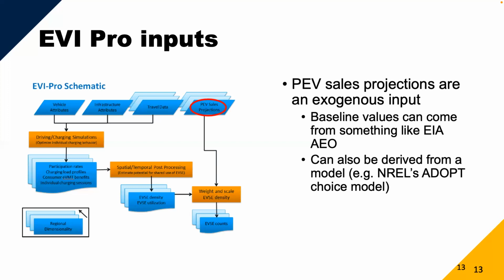And so you can derive these from things like the EIA Annual Energy Outlook, or you can get these from other models, or you can just make it up yourself.